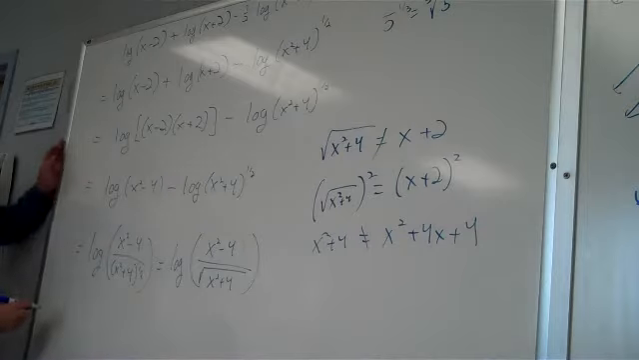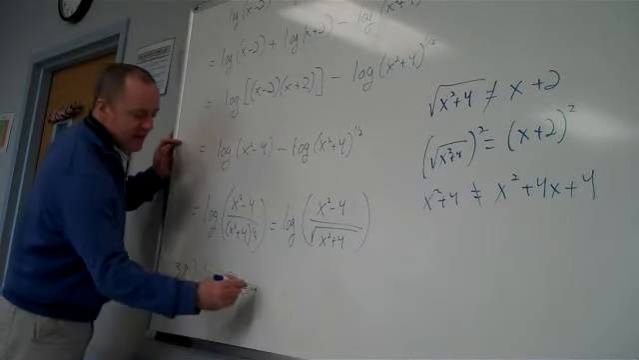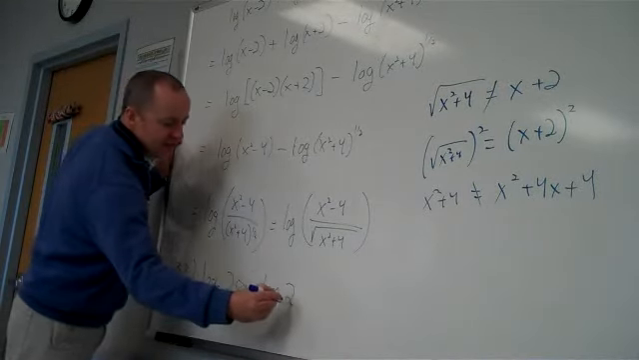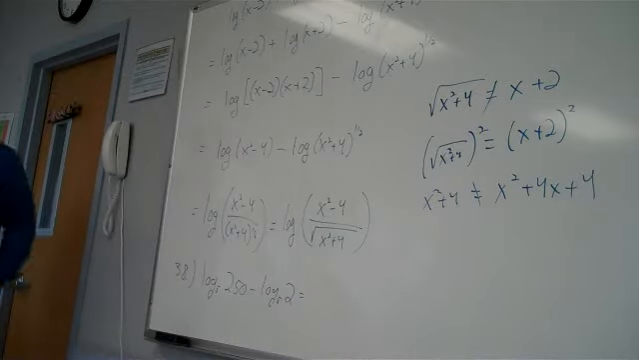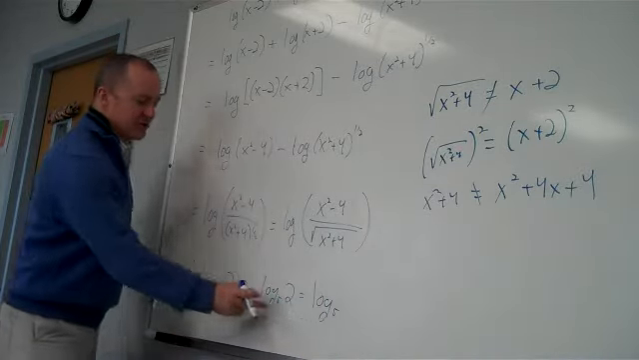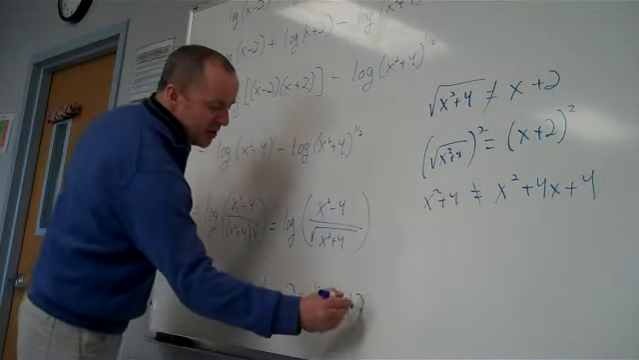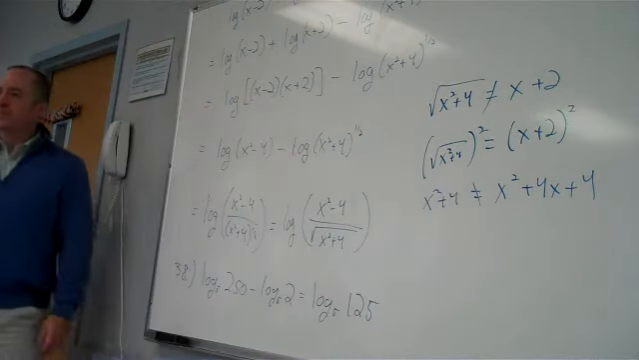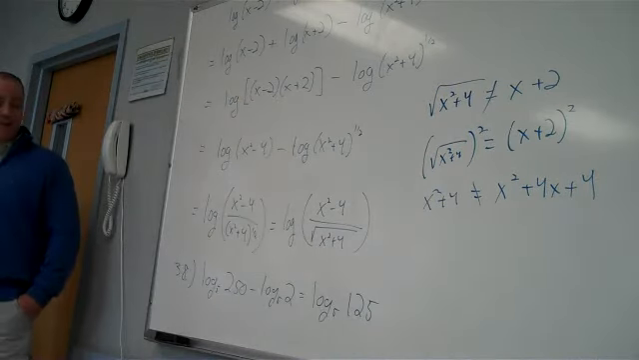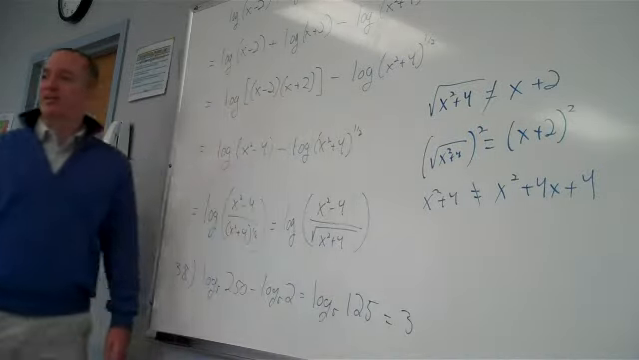The print's bad, but if we look at number 38, it says log base 5 of 250 minus log base 5 of 2. Since they're the same base, what can I change this to? Log base 5 of 250 divided by 2. Matt just pointed out that's division. 250 divided by 2 is 125. And now ask yourself, 5 to what power gets you 125? 3. So that's a fair non-calculator question.